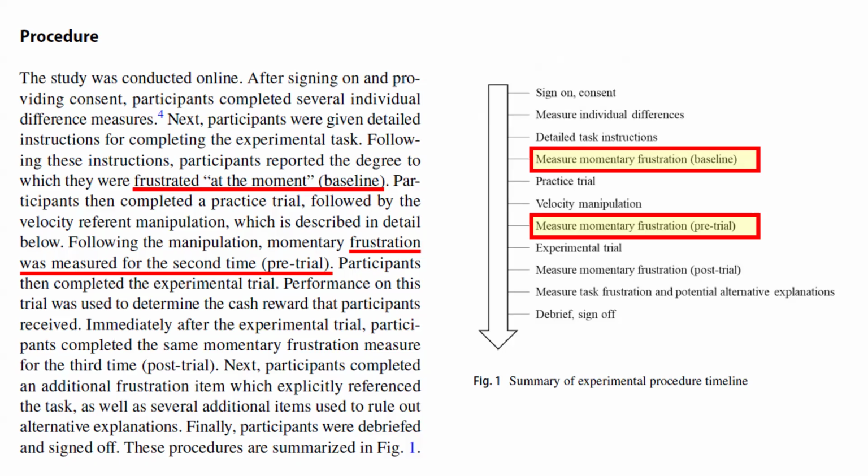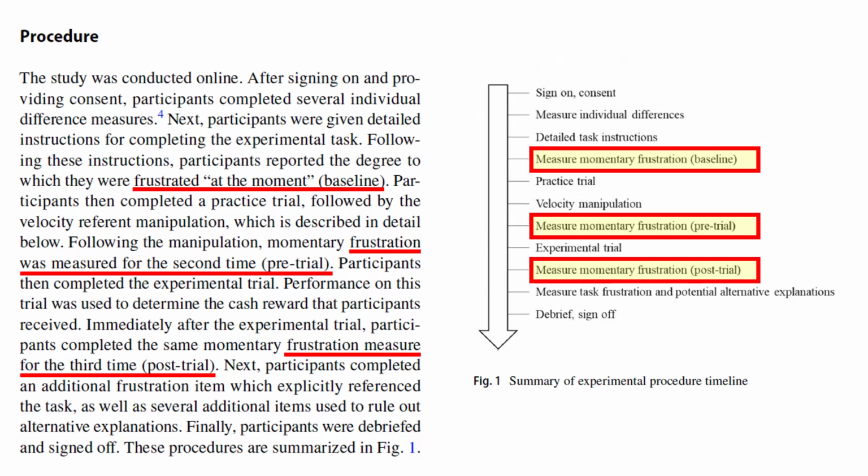This task was important to them because they could earn money by performing it, the better they did and the more they got done. And immediately after they completed that task, frustration was measured for the third time. So this is the post-trial measure of frustration. Then after that, there were some other measures and participants were debriefed.